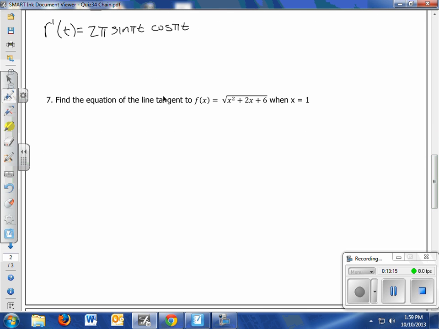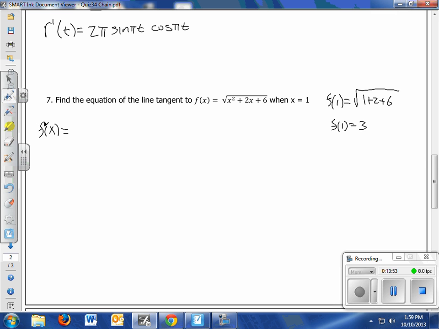Moving on, find the equation of the line tangent to this function when x is 1. Okay, well, let's first find the function at 1, just to find the y-coordinate that I'm going to be using. So I plug in 1 for x. I get the square root of 1 plus 2 plus 6, that's 9. So that's the square root of 9, which is 3. So that's going to be the point I use in my equation. But now I need to find the slope of my tangent of this function when x is 1. To do that, I have to find the derivative.